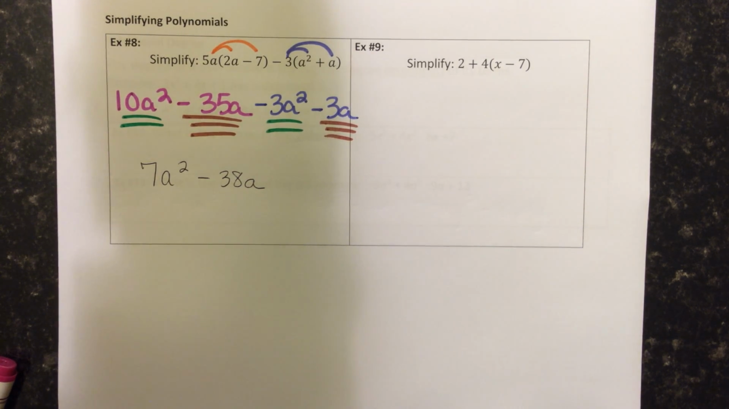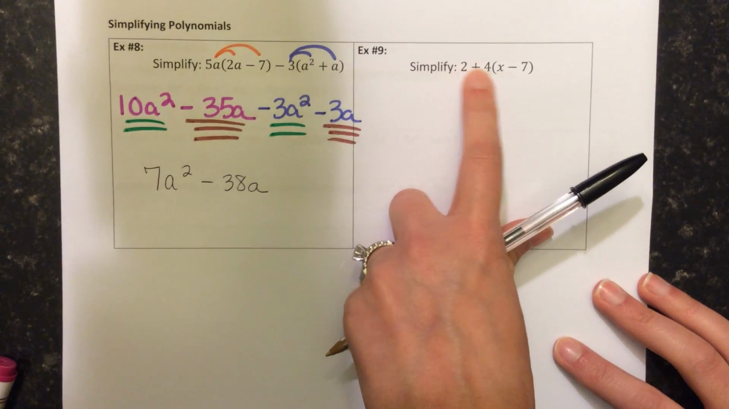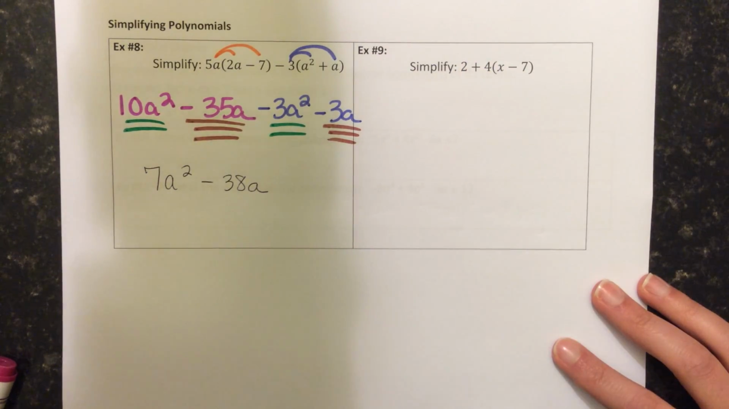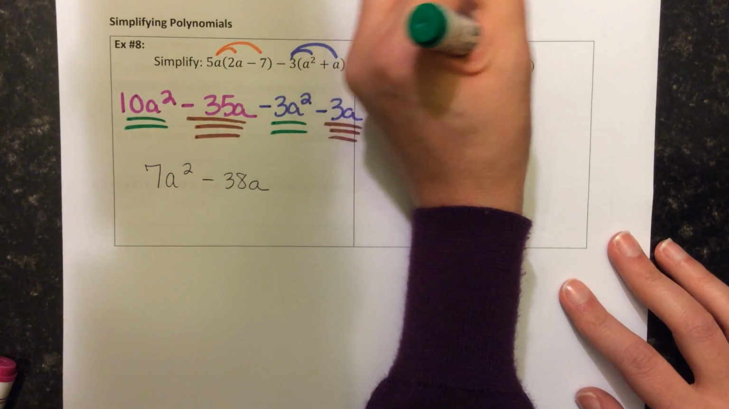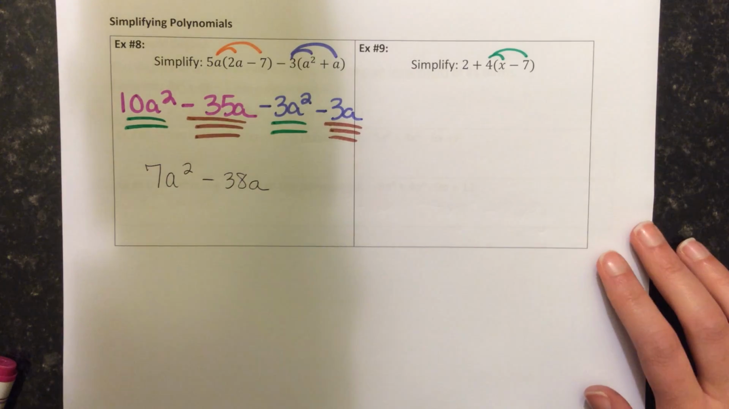Okay, example number 9. The big problem with number 9 is that a lot of kids want to go ahead and add 2 and 4, and that's bad. Do not do that. That is very bad. We need to distribute the 4 first. Okay, you have to. You can't add before you multiply.